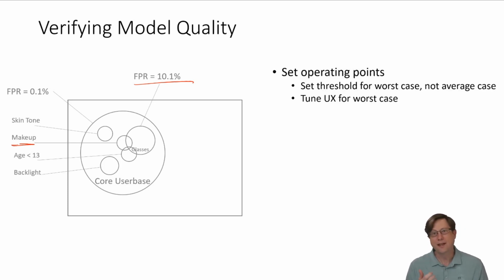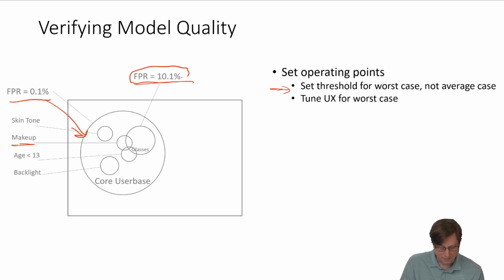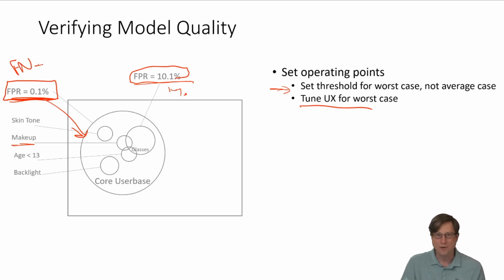So you have to think about when you're setting operating points. You don't necessarily want to set the operating point for the average case, which is your entire core user base. You might want to think about setting it for the worst subpopulation that you're aware of. And that might result in, hey, let's take the false positive rate for people with glasses to 1%, because we think we can tune the UX for a 1% case so that it's somewhat viable for people with glasses. That means everybody else is going to have a much, much better false positive rate, and the false negative rate is going to be higher. But what the heck? I mean, we have to do that. We can't ship a product that just doesn't work for people with glasses on.